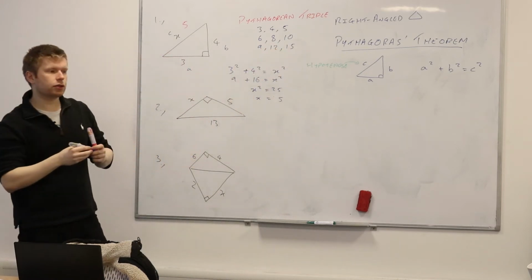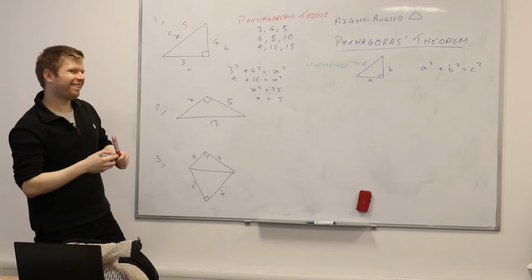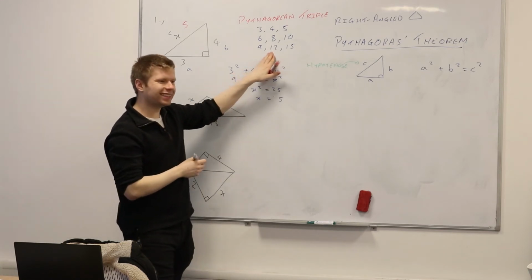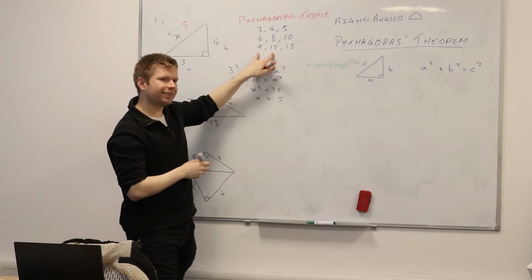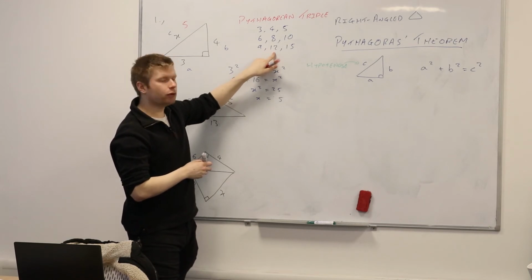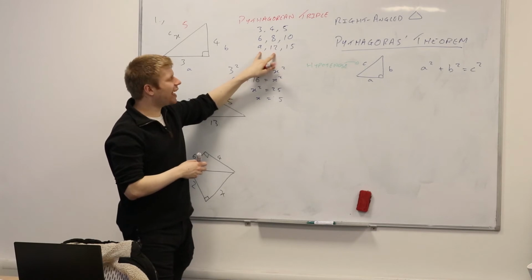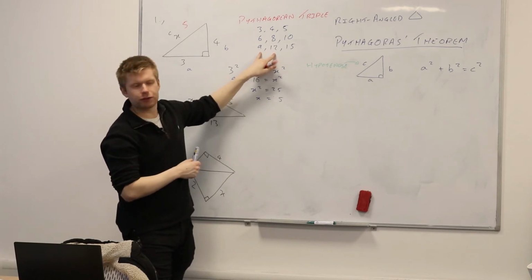9 squared is 81. 12 squared is 144. If you add them together, what do you get? That's 144, 12 squared. If you add together 81 plus 144, what do you get?